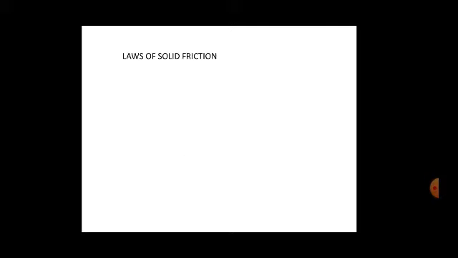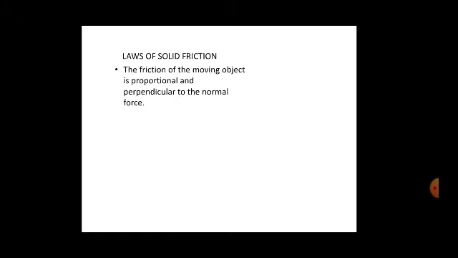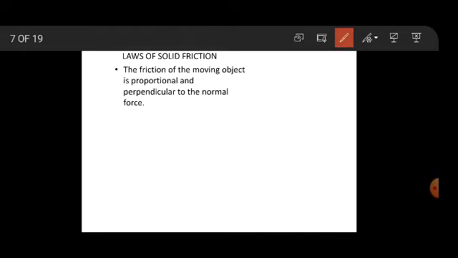Okay, so that leads us to the laws of solid friction. The first law is that the friction of a moving object is proportional and perpendicular to the normal force. So friction is always proportional and perpendicular to the normal force. We are going to see why that is. Okay, let me write that somewhere.